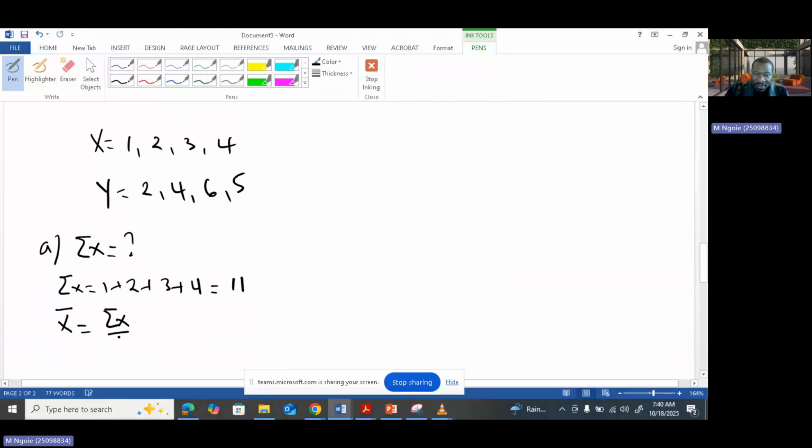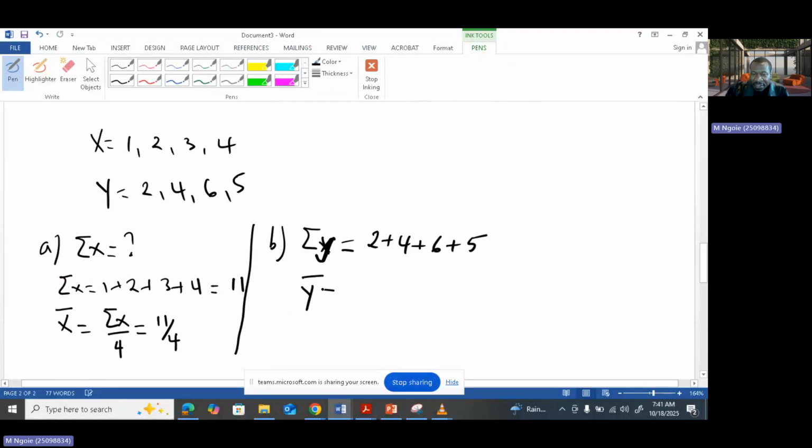It's the sum of x divided by the total number. There are 4 numbers there. That's going to be like 10 divided by 4, right? The same thing you can do here. They can ask you to find the sum of y. Remember, the sum of y is 2 plus 4 plus 6 plus 5. And the average here is 2 plus 4 plus 6 plus 5 divided by 4. That's going to be 6, 12, 17 divided by 4, right?